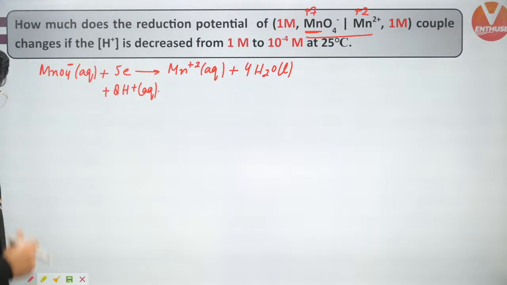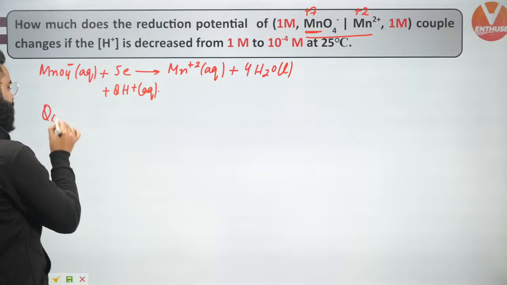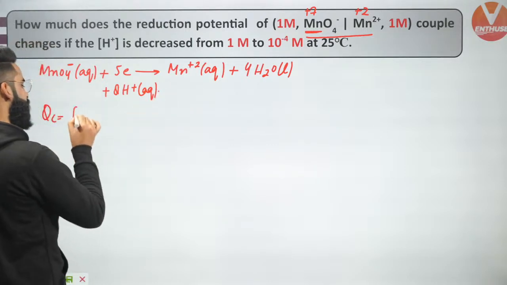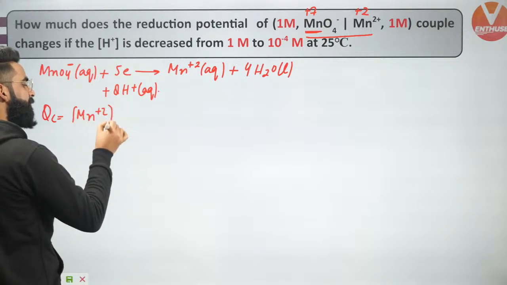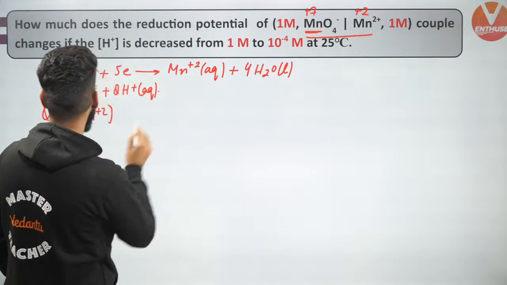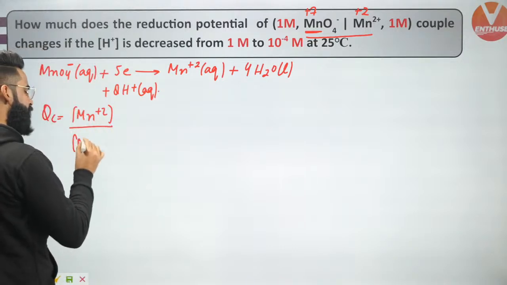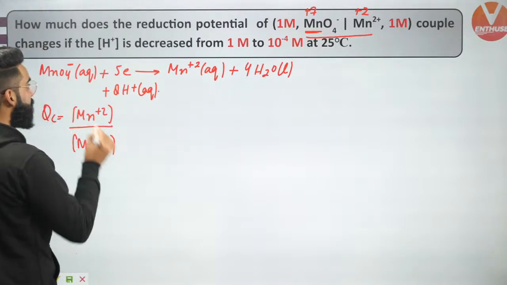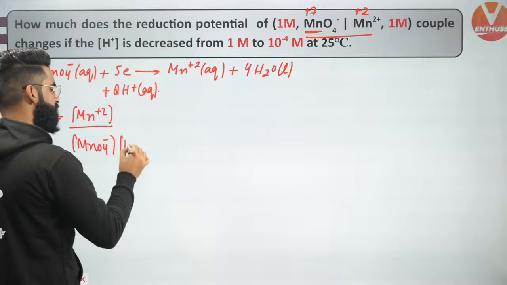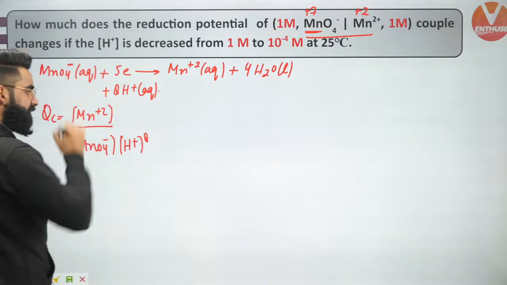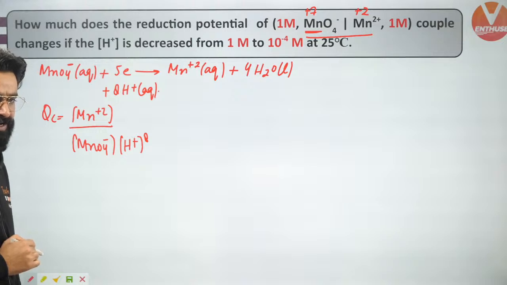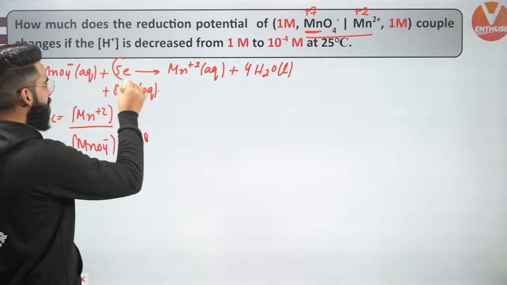Correct? Now people, how to approach this sort of equation? Understand. First of all, I'm going to write the expression for QC. Can we write the expression for QC right here? It's going to be simply concentration of Mn di positive raised by stoichiometric coefficient divided by concentration of MnO4 negative raised by the stoichiometric coefficient multiplied by concentration of H positive to the power stoichiometric coefficient, that is 8. I got the QC value, right? I know the N value. N value right here is 5.